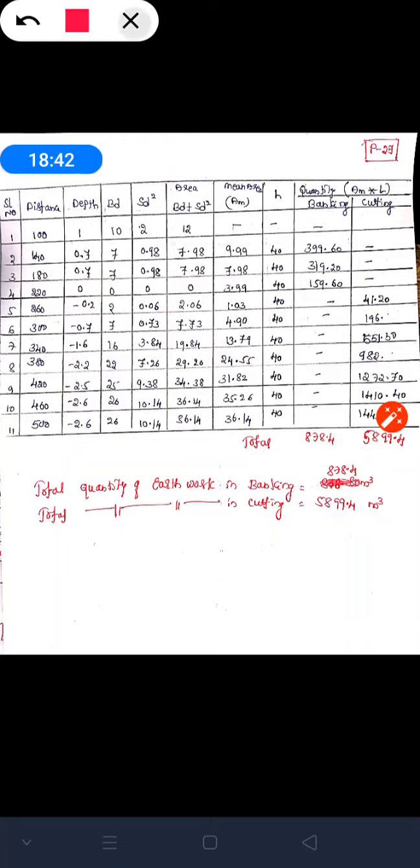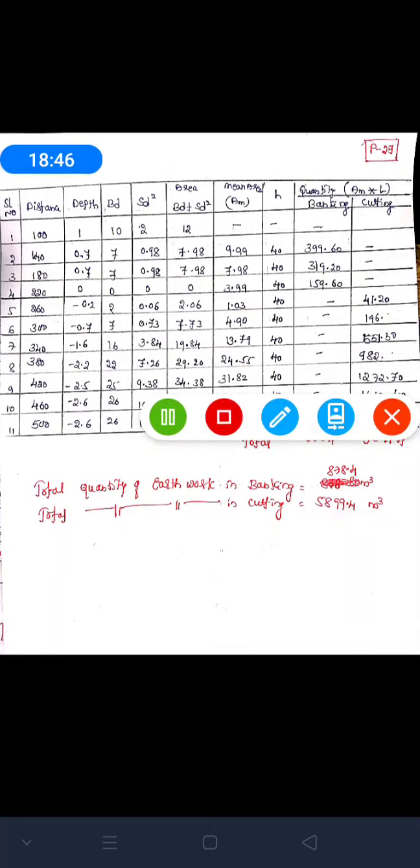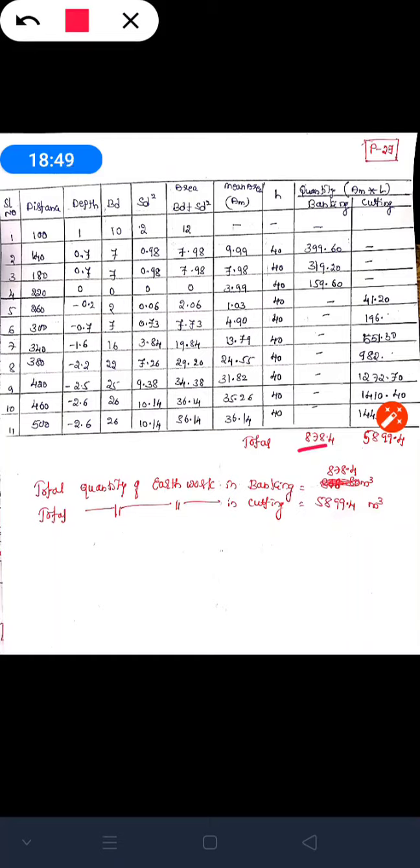Similarly, we calculated for the different chainages up to 500. After calculating, we got banking as 878.4, whereas cutting we got 5899.4. Okay, now it is all about the estimation of roads.